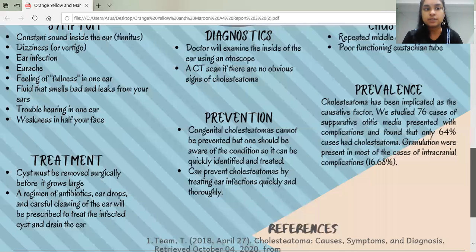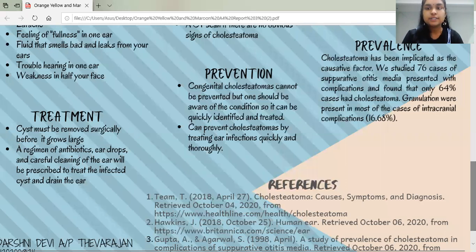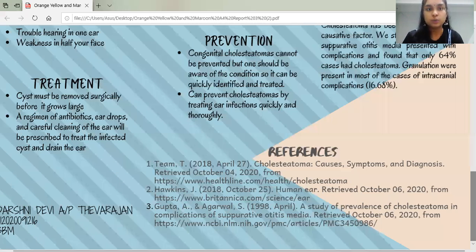How to treat cholesteatoma? The cyst which formed due to cholesteatoma can be removed surgically before it grows large. Another way to treat cholesteatoma is by following a regimen of antibiotics prescribed by healthcare professionals, using ear drops, and carefully cleaning the ear, which will be prescribed to treat the infected cyst and drain the ear.